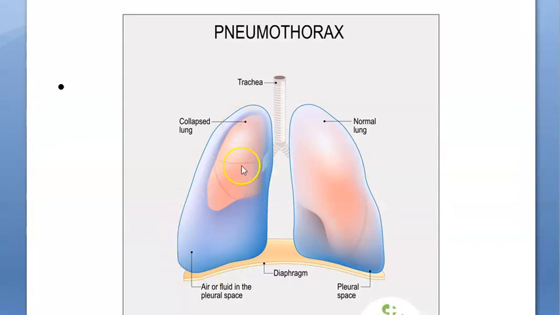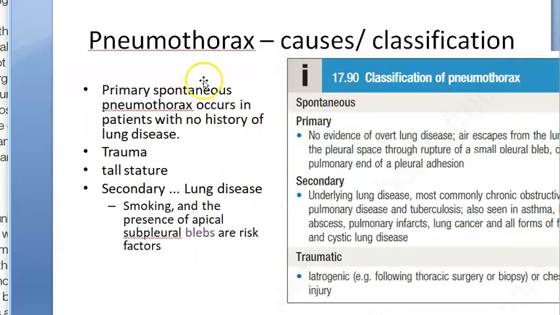Here you can see that the lung has collapsed because there is air in the pleural space. So this is pneumothorax. If there is fluid, you can call it other things like hydrothorax, etc. But here we will look at air in the thorax. So why does this happen?